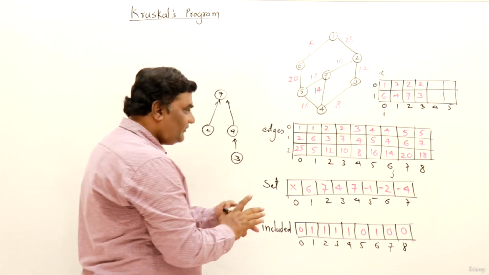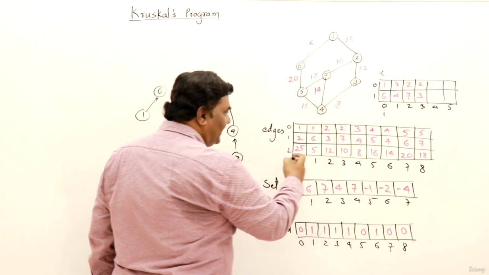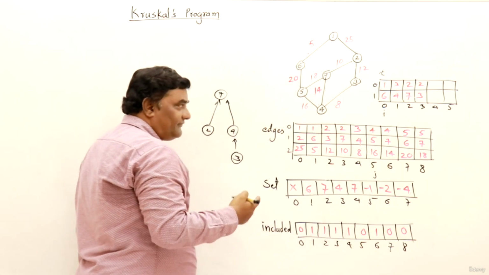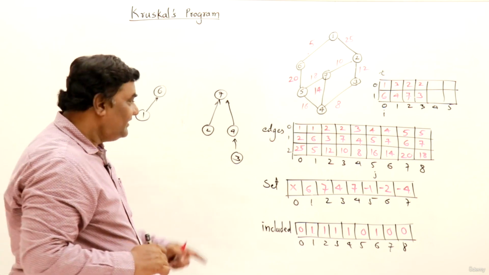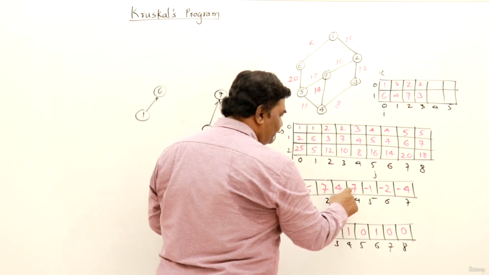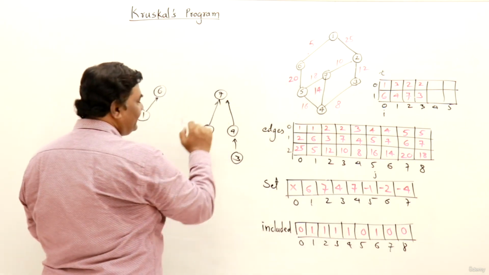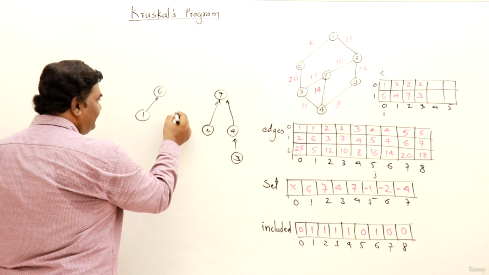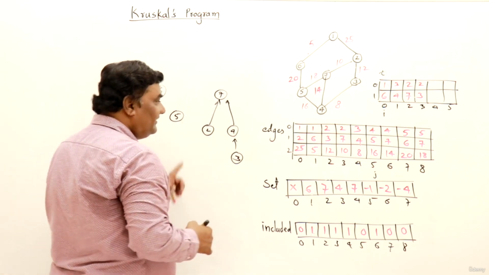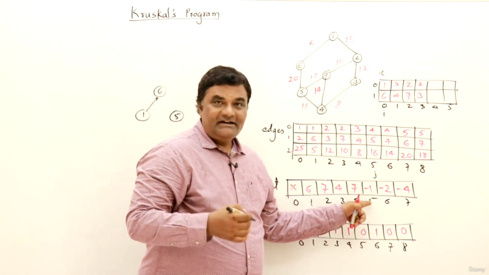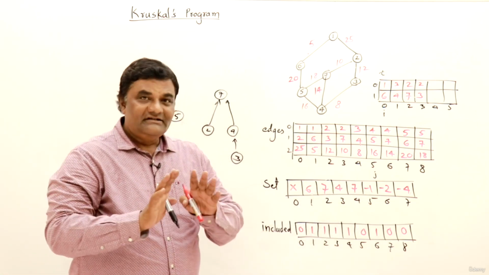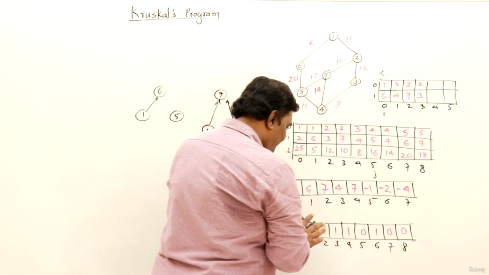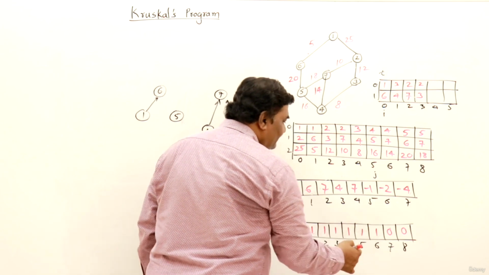Now next step, find out the next minimum. After 14, the next minimum is 16. This gives us 4, 5. Whether 4, 5 can be included or not? Find 4: 7. 7 is the parent, as you can see in the diagram. Find 5: 5 is not yet included. 5 is independent, the parent of itself. So this is not forming a cycle. When it is not forming a cycle, include this edge. Make it 1 here.